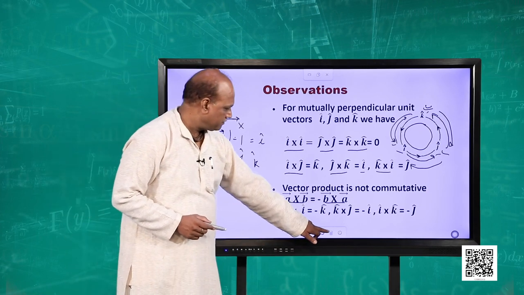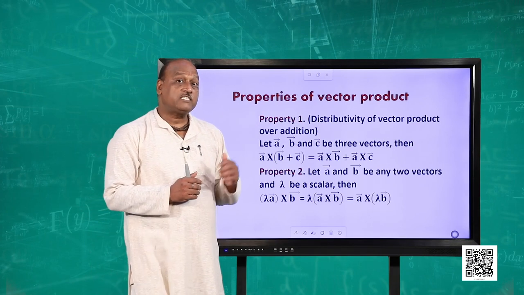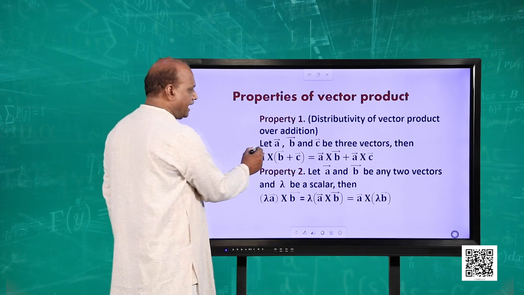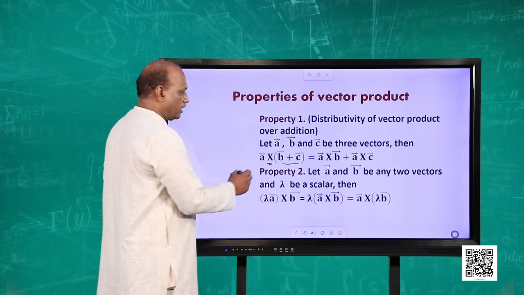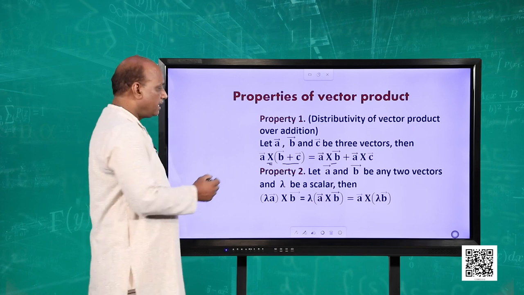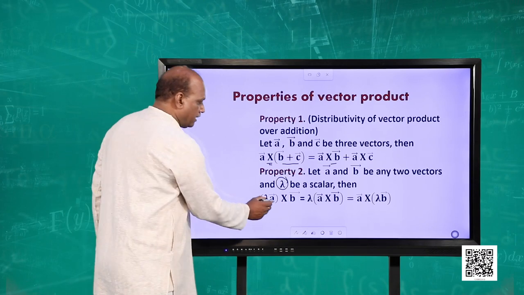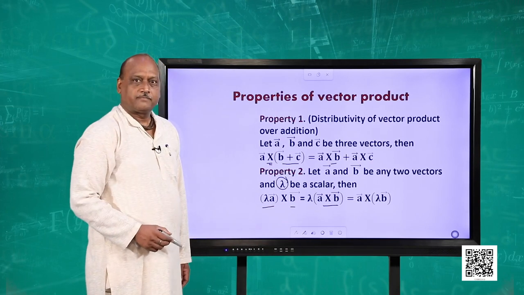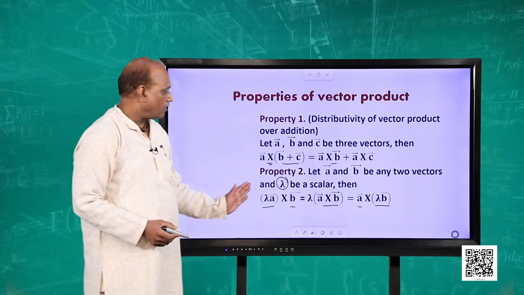Let's see more. Properties of vector product, some important properties. First is the distributive property, distributivity of vector product over addition. Let A, B and C be three vectors, then A cross (B plus C) equals A cross B plus A cross C. And the second property is, if lambda is any scalar quantity, then lambda multiplied by (A cross B), or lambda A cross B, and A cross lambda B, are all the same.